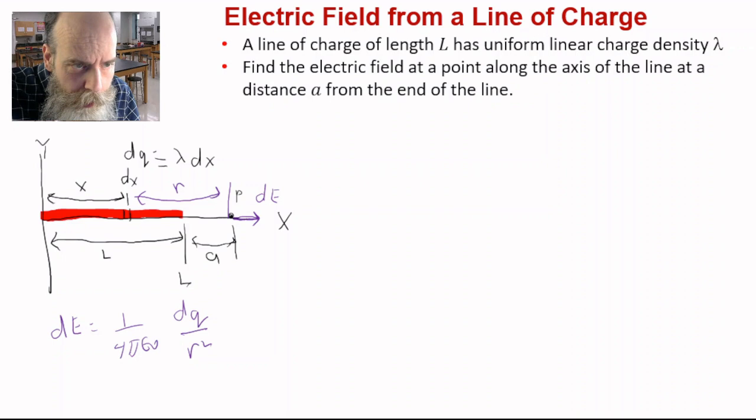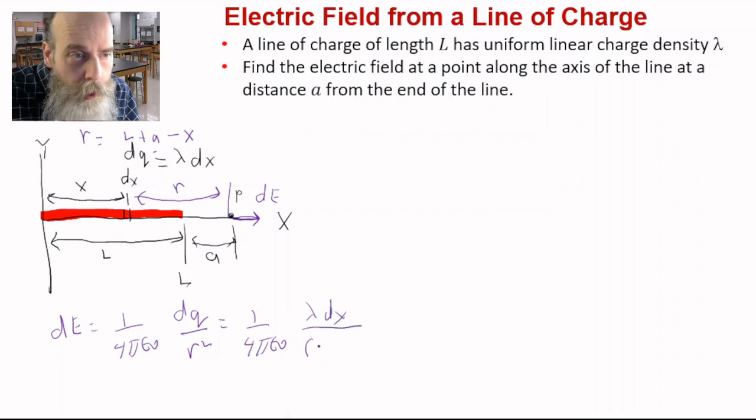Looking at this diagram, we can see that r is equal to L plus a minus x. So then we have this: dE is 1 over 4 pi epsilon 0 lambda dx times 1 over (L plus a minus x) squared.